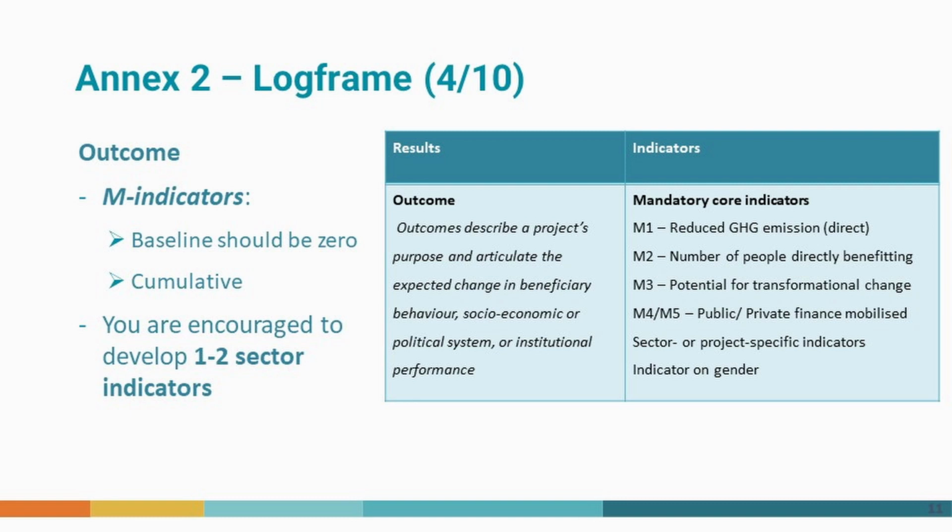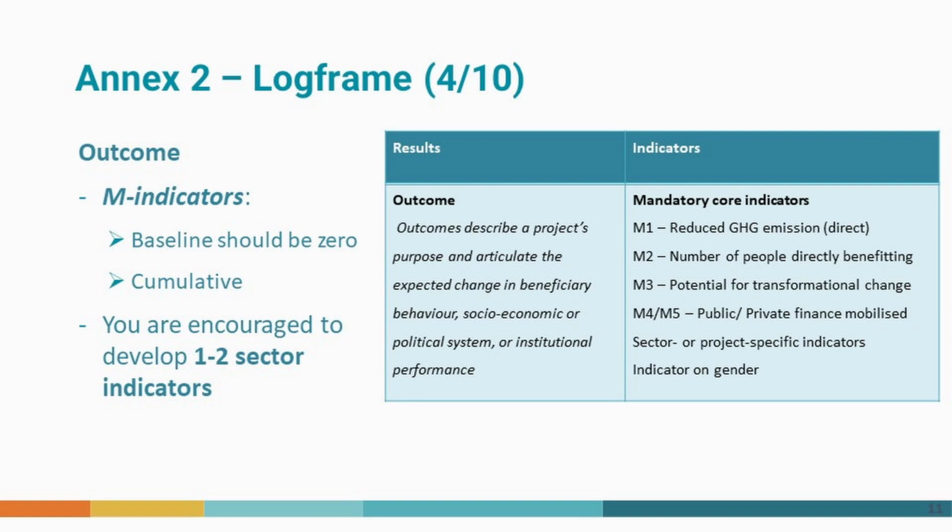At the Mitigation Action Facility, we define 5 mandatory core indicators, the so-called M indicators, to measure the outcome achievement across the entire portfolio. It is worth noting that those M indicators are cumulative and baseline should be 0. Details on M indicators will be provided on the next slides.